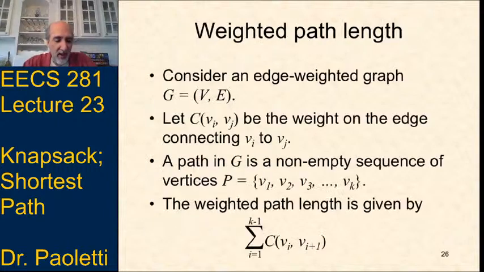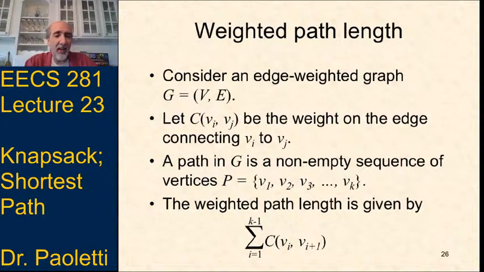So that's where we need the algorithm from today. So, weighted path example. What we're trying to do is find a weighted path length that's minimal. If I've got an edge-weighted graph and some function C that gives me the cost of the weight of the edge from vi to vj, I want to produce a path.